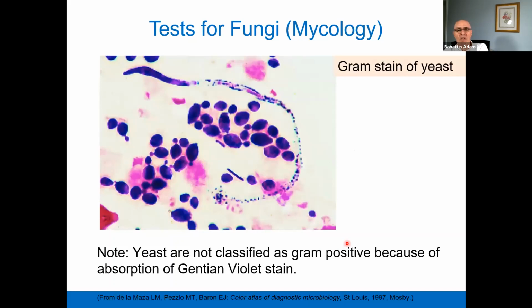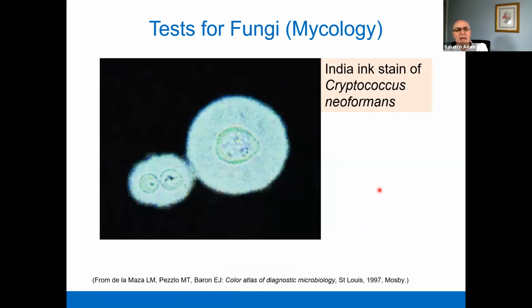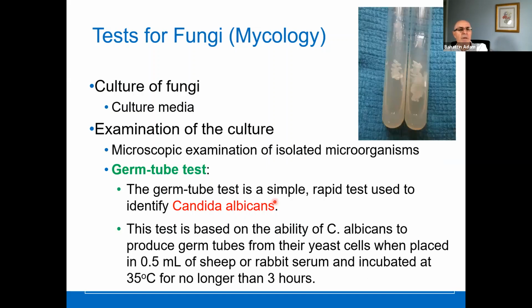Okay, as you see, gram stain of the yeast here. Yeast are not classified as gram-positive because of absorption of the gentian violet stain. However, we are using gram stains to identify them. And an example of India ink stain of Cryptococcus neoformans, maybe one of the most common causes of fungal disease in the United States, in some areas.